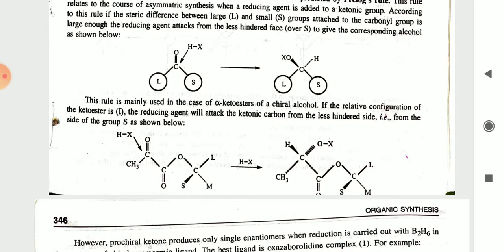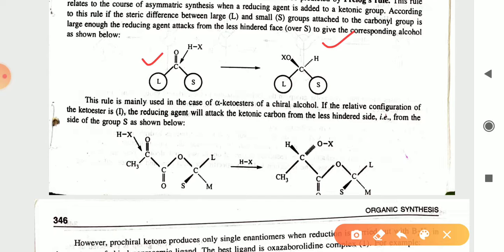You can see here the bond, the difference between the large and the small. L is the large and S is the small group attached to the carbonyl group. So the front and the back, the plane of the alcohol and the plane of the product will change by this rule. So this is the rule for the alpha ketoester of the chiral alcohol.